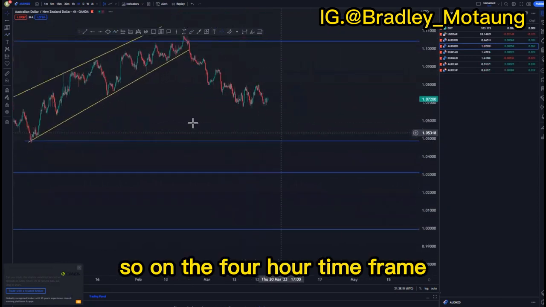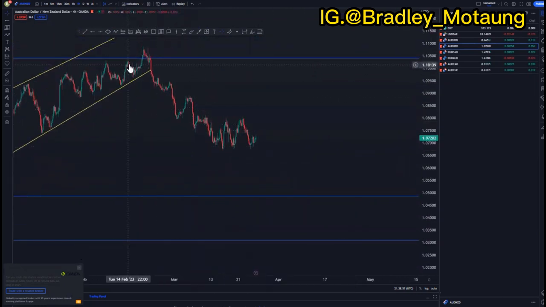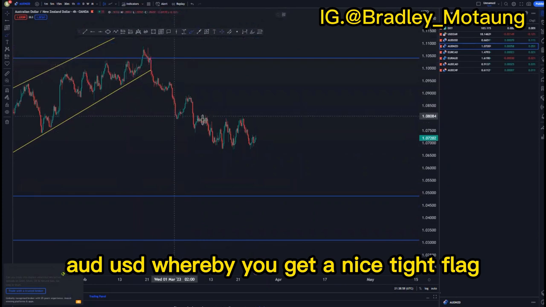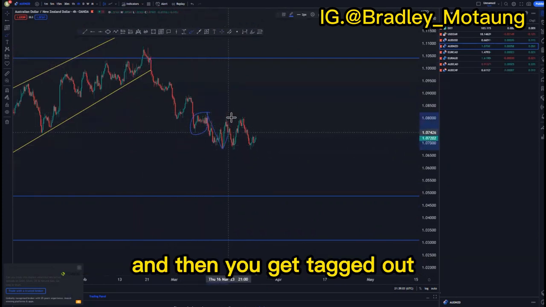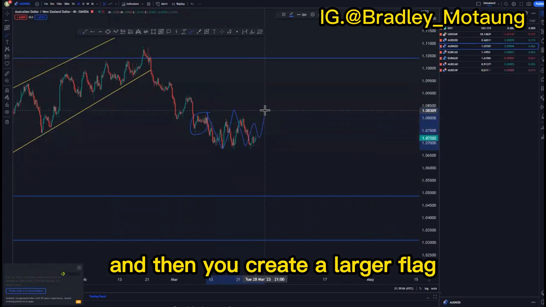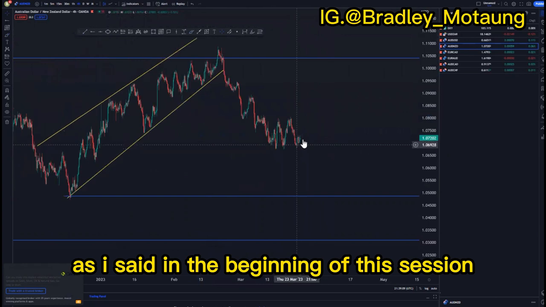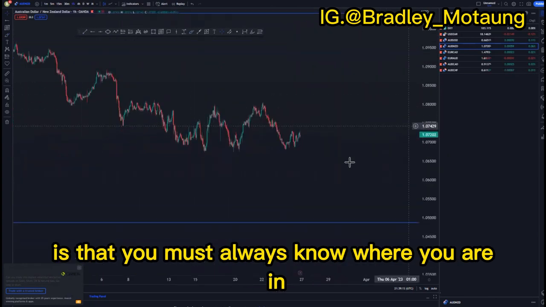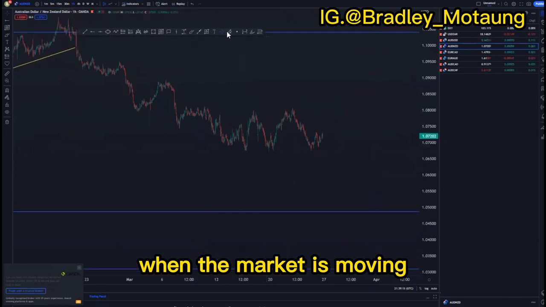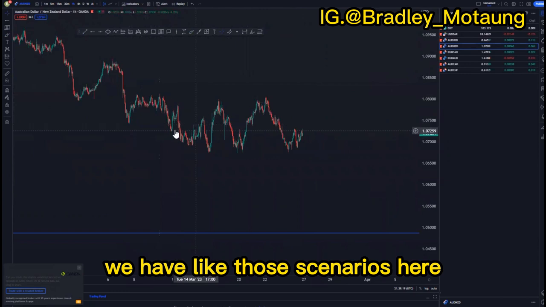On the 4 hour time frame, we have that same scenario that I was talking about on AUD USD, whereby you get a nice tight flag, and then after having the nice tight flag, you get tagged in, and then you get tagged out, and then you create a larger flag. So that is what we're looking at. As I said in the beginning of this session, you must always know where you are when the market is moving. As you can see around this point, we have those scenarios here.